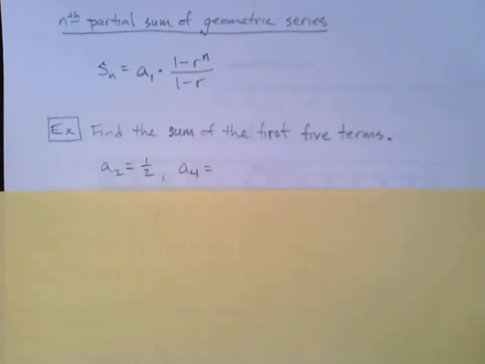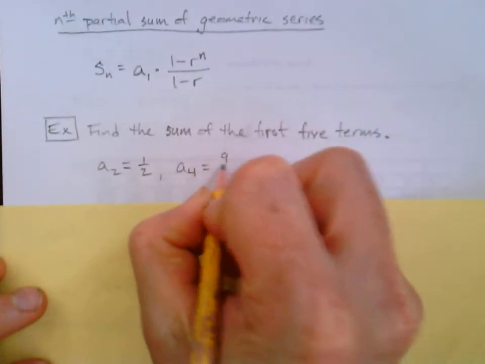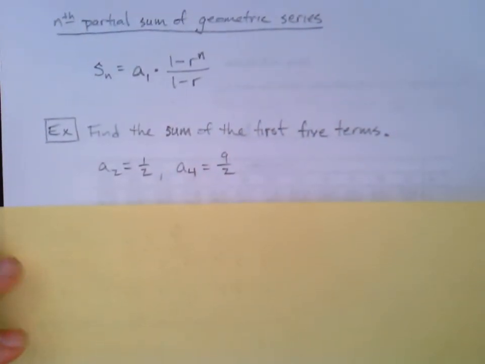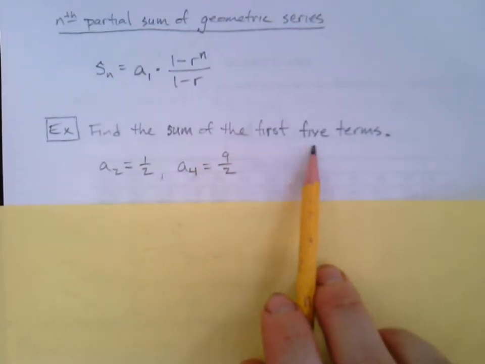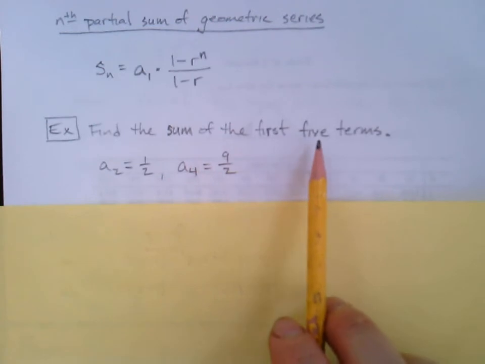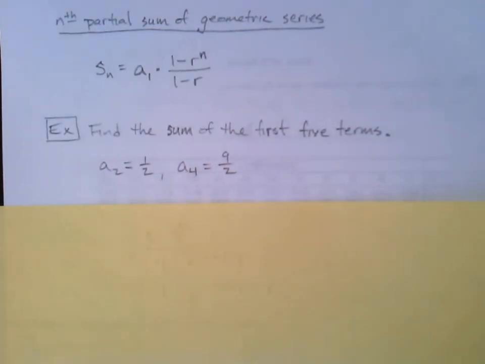Okay, let's take a look at an example. Oh, looks like I did not fill that part in. That should be 9 over 2. My mistake. Find the sum of the first 5 terms. And this is what we know. A2 equals 1/2 and A4 equals 9/2. Just the first 5 terms. In geometric series and sequences, those numbers get big really quick, especially when you start adding them. So just 5 terms will be plenty for us.